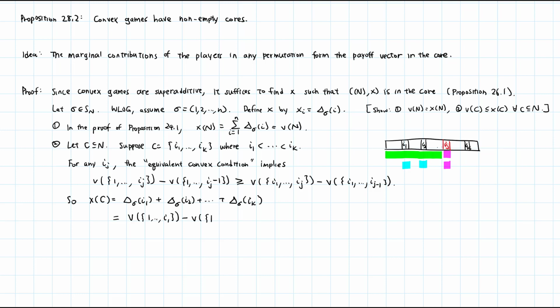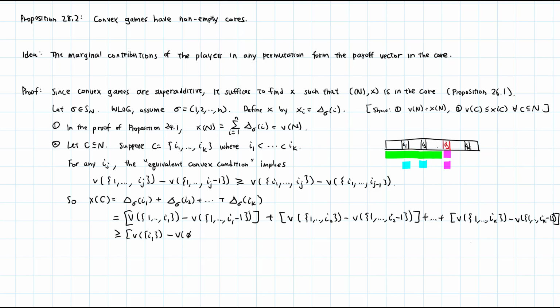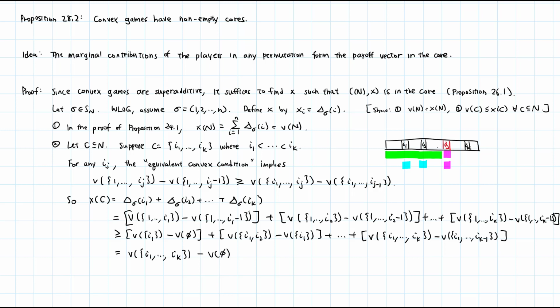Substituting the definition of marginal contribution, we get this expression here. And using our inequality, this is greater than or equal to this expression here. We see lots of cancellation in here, and we end up with v of {i_1 to i_k} minus v of the empty set. And this is equal to v of C, which is what we wanted. So that completes the proof.